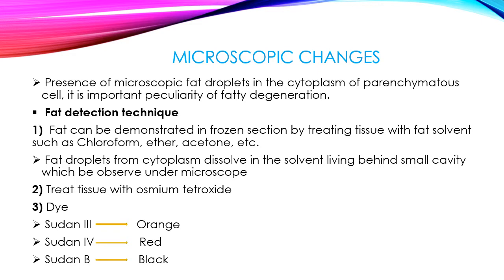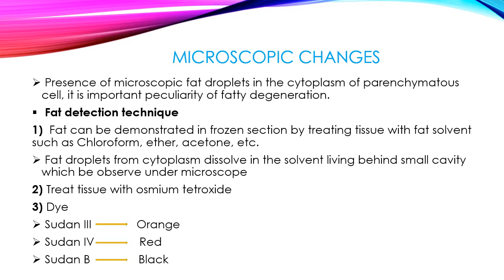under the microscope. The second technique for detecting fat in the cytoplasm is to treat the tissue with osmium tetroxide, because when fat reacts with osmium tetroxide it is converted into osmium dioxide, which is black in color, and it shows the fat droplets present in the cytoplasm.